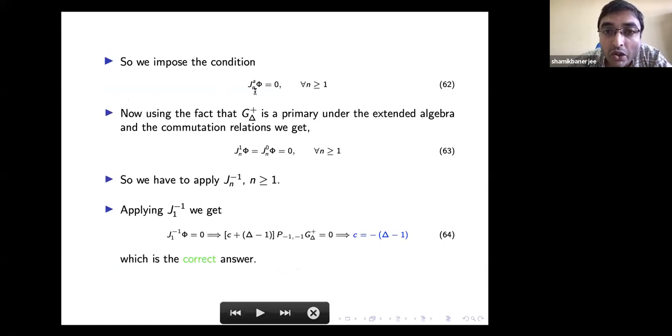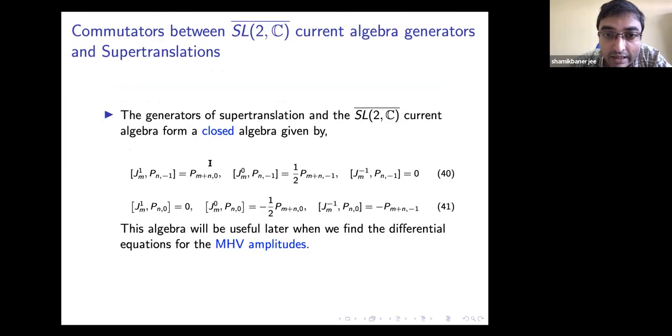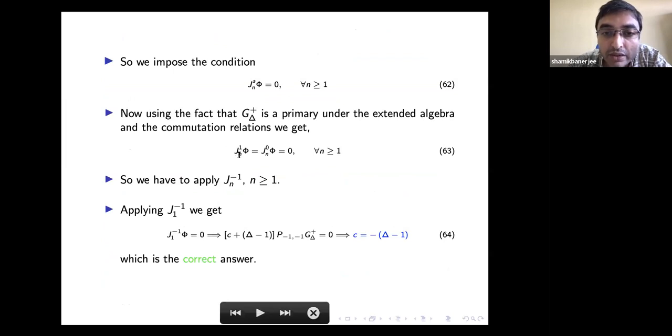So we use the condition that this phi has to be a primary under the SL2C bar. So J_A^n acting on phi will kill this state phi for all n greater than or equal to 1. And the point is that you can use the fact that this G plus delta is a primary under the extended algebra, and you can use the commutators between J and P to show that both J1n and J0n acting on phi are 0 for all n greater than or equal to 1. So we are left with just J minus 1n for n greater than or equal to 1. Now let's apply the first one, which is J minus 1 1, and if I apply this, what I get is this. Okay, c plus delta minus 1 acting on this.